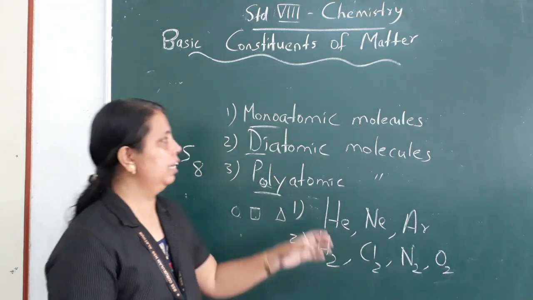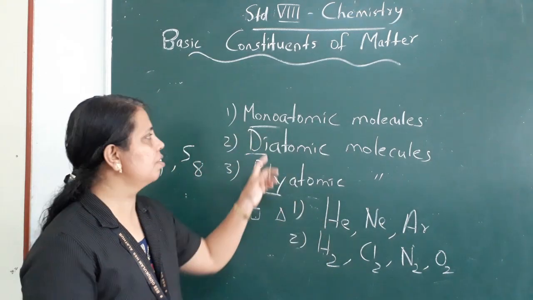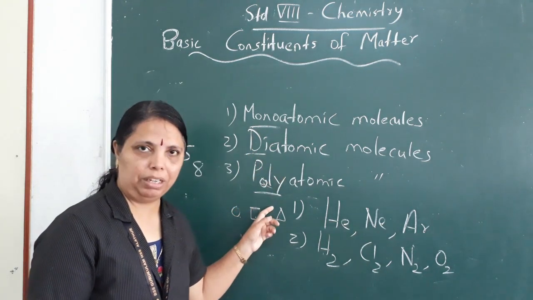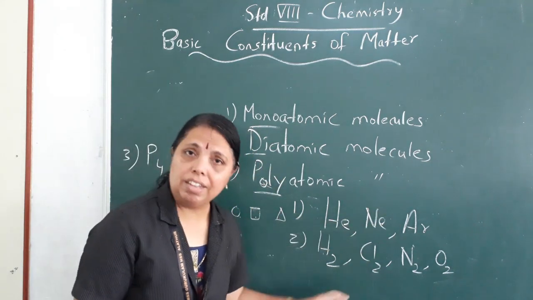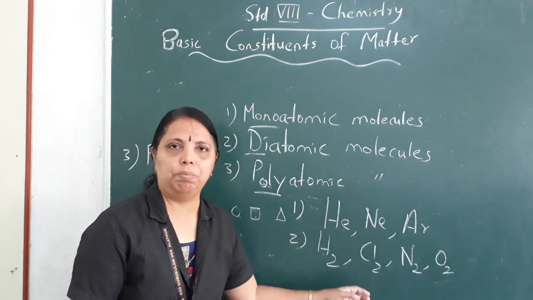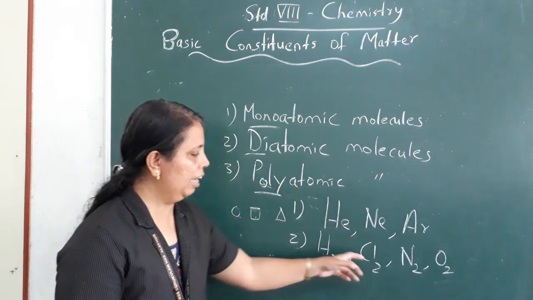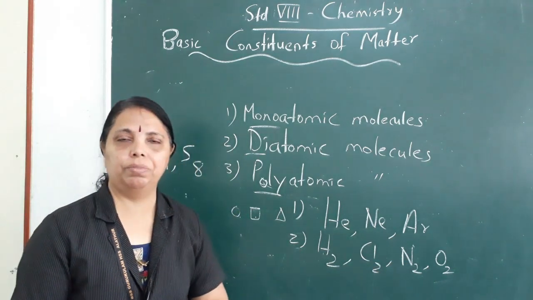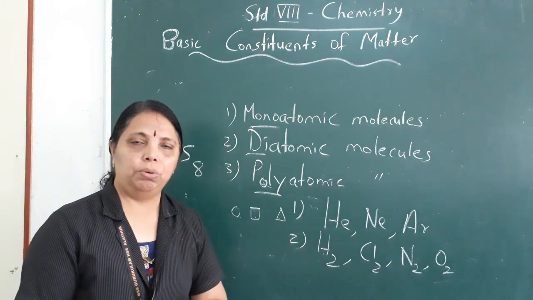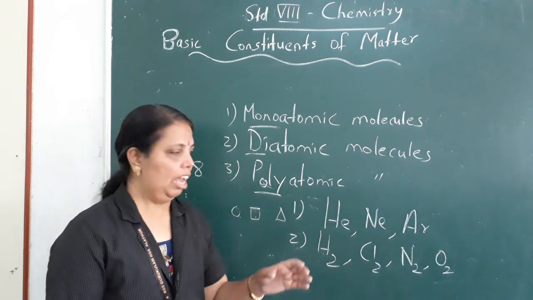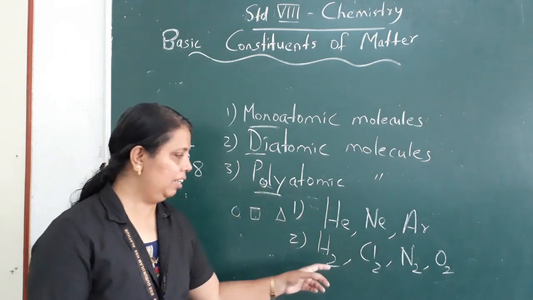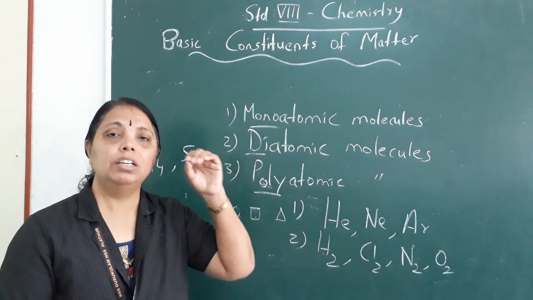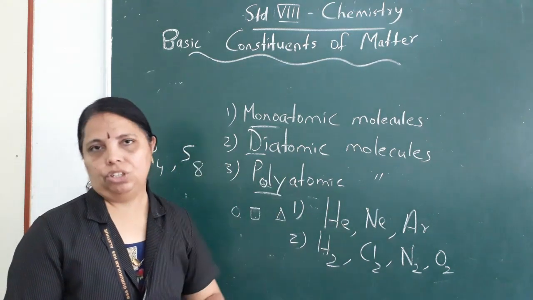Just remember that there are 3 types of molecules: monoatomic, diatomic and polyatomic. These are the examples, but before you write the examples, you should know why I have written the subscripts here too, and here there is a difference. Okay, so in the next class I will teach you where these numbers came from, and then I will go back to this so that you will have a thorough knowledge.